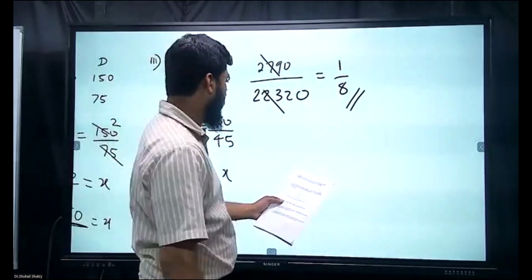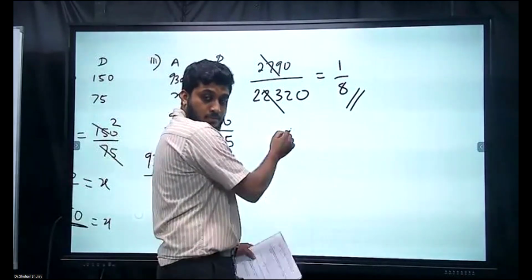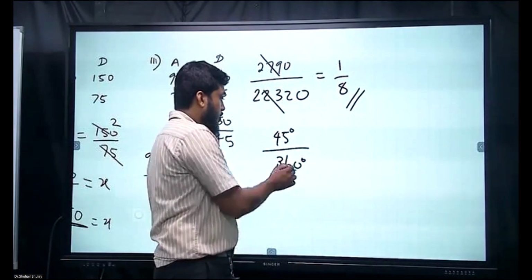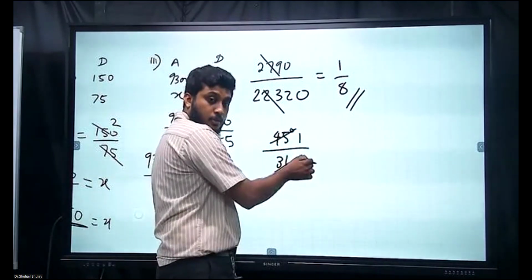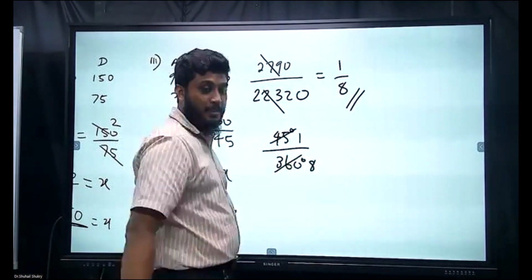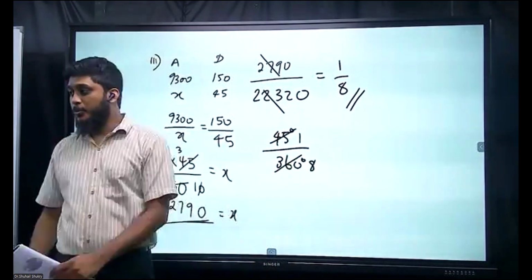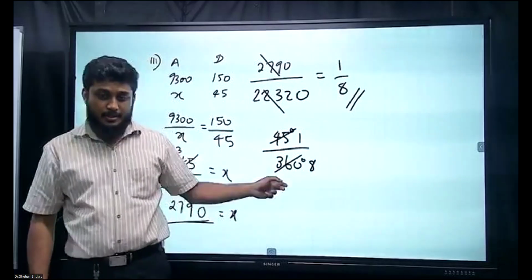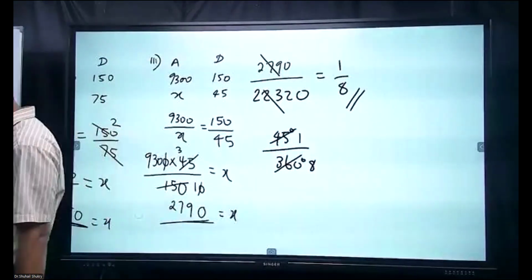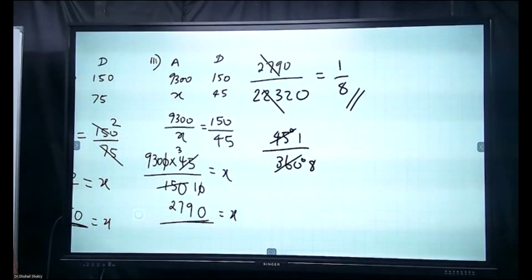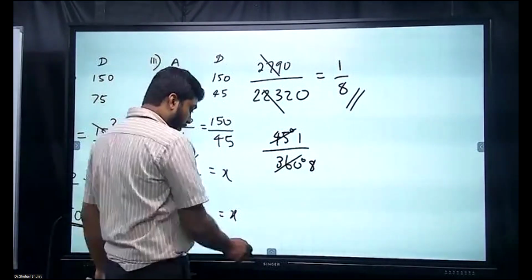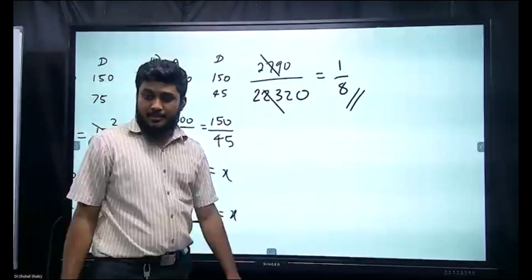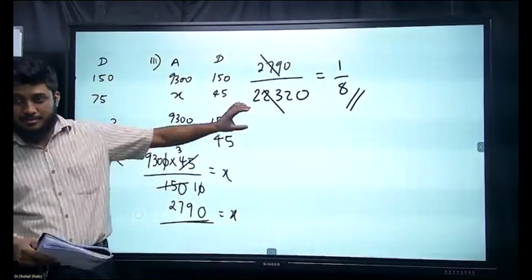What is this angle? 45 degrees. What is the total angle? 360 degrees. To make 45 one, how many 45 are there in 360? 8. And I got it. Now you would have got shocked. What a cool trick, no? You can do it with the angle also. Still you're going to get the same answer. You can simplify, right?